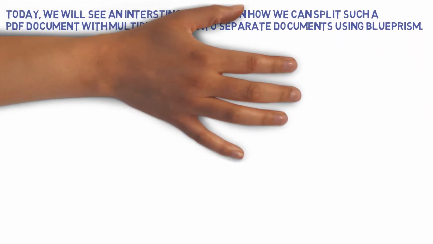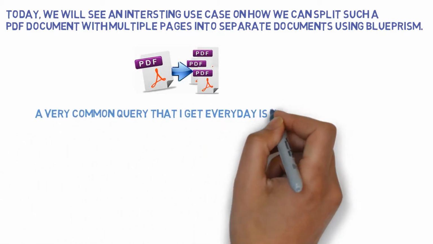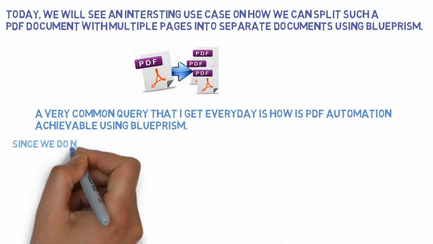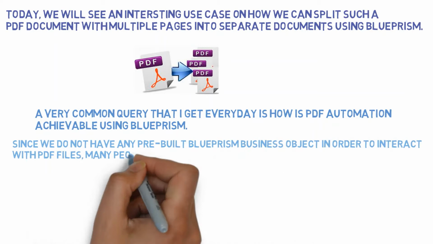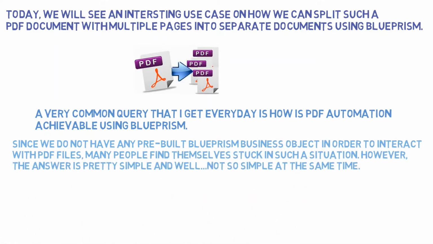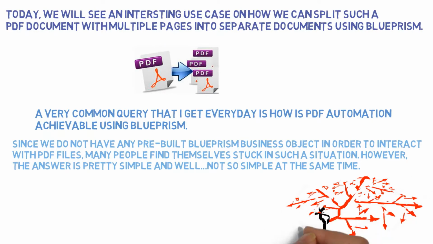So today we are going to see a very interesting use case on how we can split such a PDF document that can span across multiple pages into separate documents using Blue Prism. This is indeed one of the very common queries that I get whenever I talk to other developers. Since we do not have any pre-built Blue Prism business object to interact with such PDF files, many people find themselves stuck. Well, the answer is pretty simple, but at the same time not so simple.